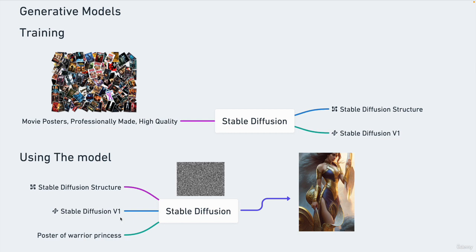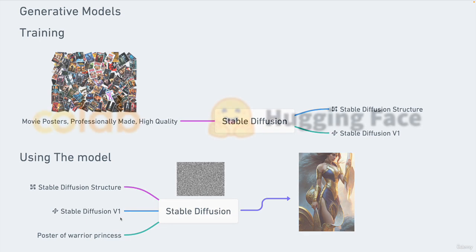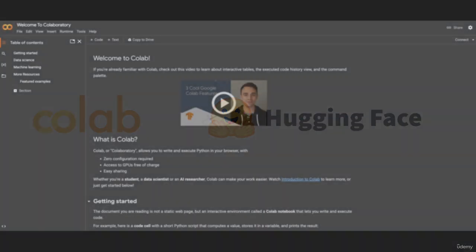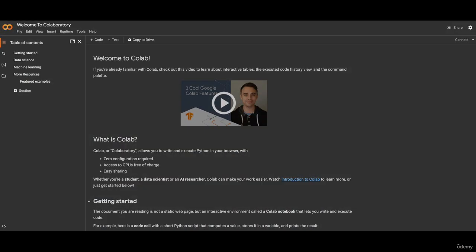Now using this model does not need as much power as training it, but it is still substantial. That's why during our course, we will take advantage of Google's powerful GPUs to build our artwork using Google Colab. The next lecture will take you through using Google Colab and Hugging Face in a very simple manner.